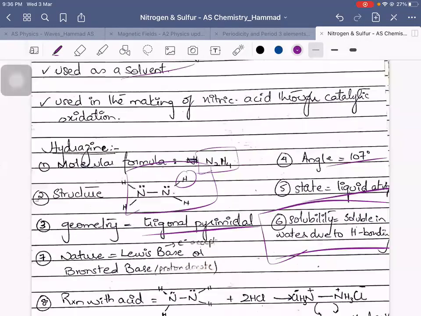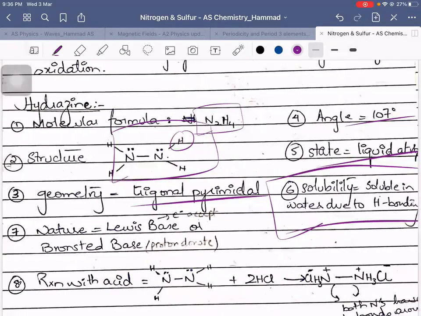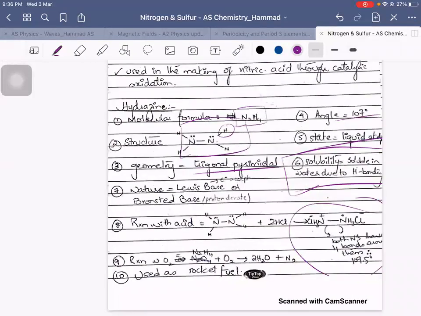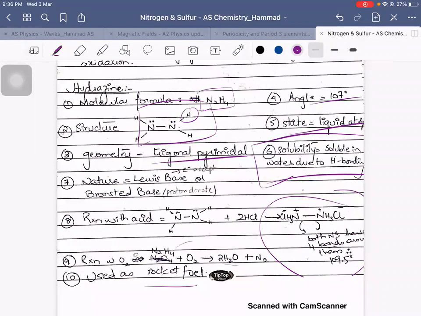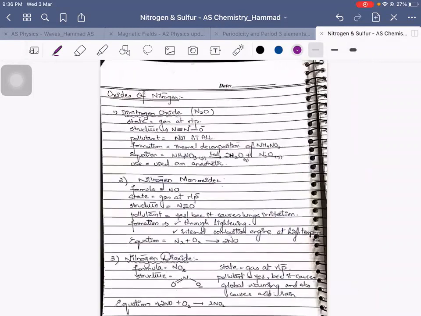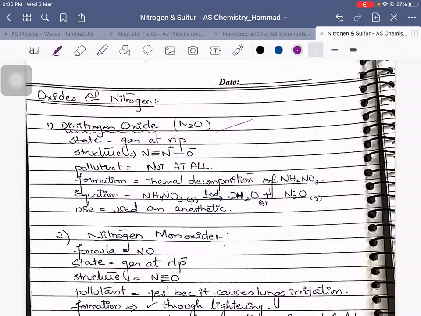Geometry is trigonal pyramidal in nature, Lewis base, and reaction with acid is somewhat like this. It is used as a rocket fuel and burns with oxygen to give you water plus nitrogen gas. Oxides of nitrogen, dinitrogen oxide, right? It is not a pollutant. It is formed by thermal decomposition of NH4NO3. The equation is important. It is used as an anesthetic, that is used as an anesthesia for patients.